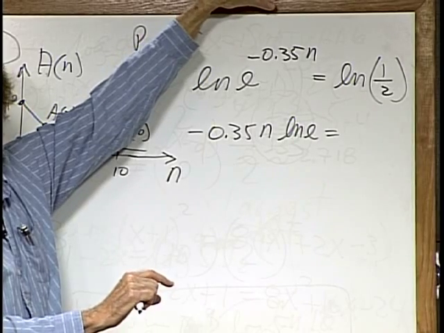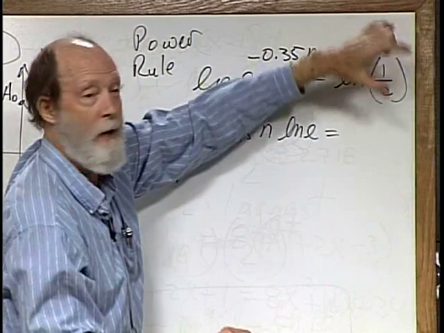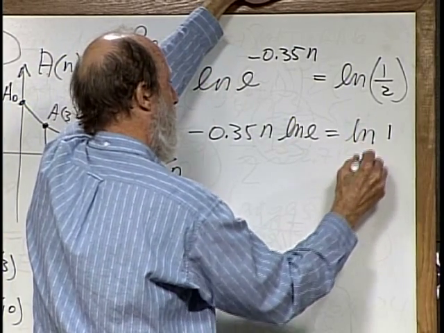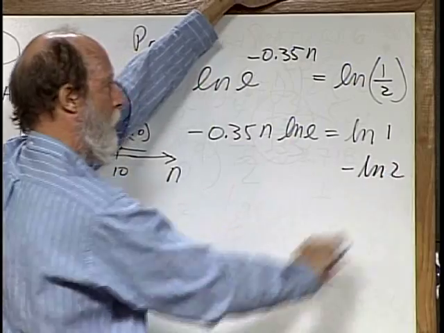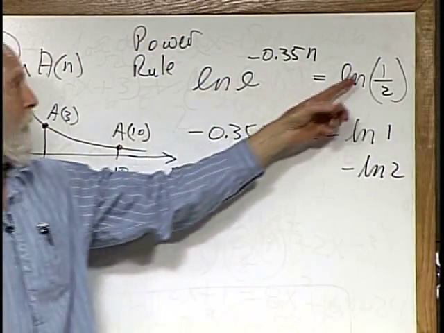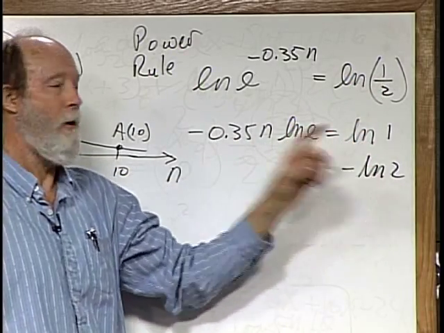Suggestions? Taylor, you have an idea? ln 1 minus ln 2. Good. Natural log of 1 minus the natural log of 2, your quotient rule. Natural log of 1 minus natural log of 2. Wish this board was a little larger. The log of a ratio becomes the difference in the logarithms.